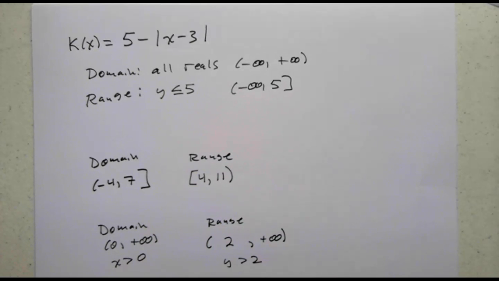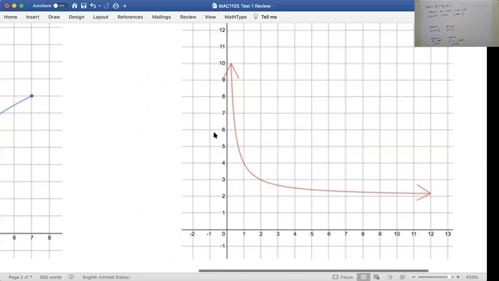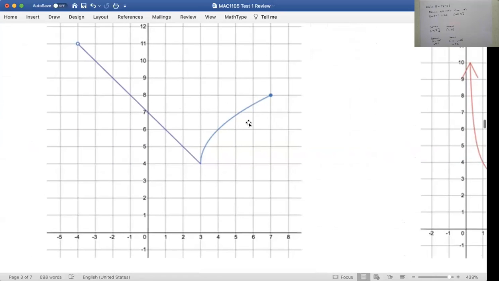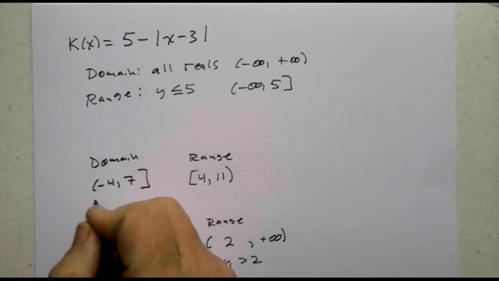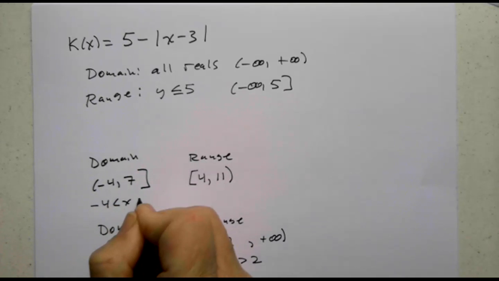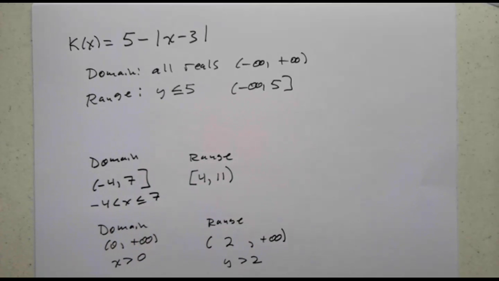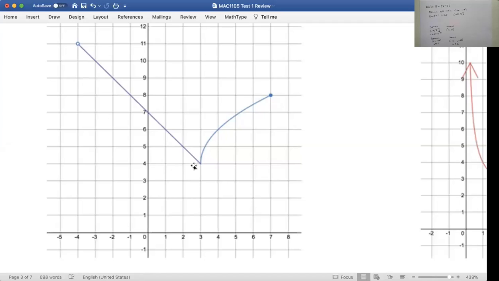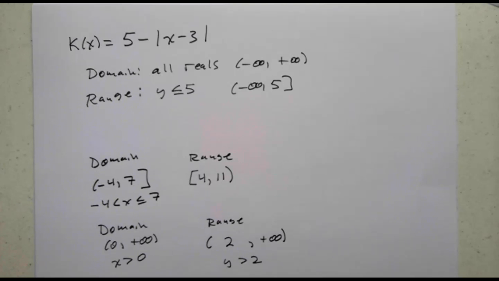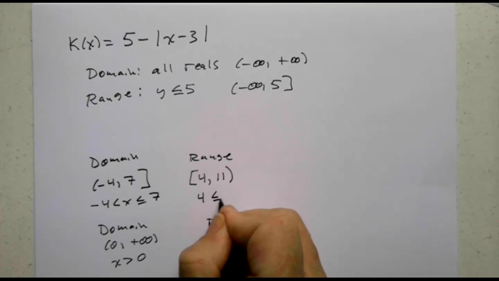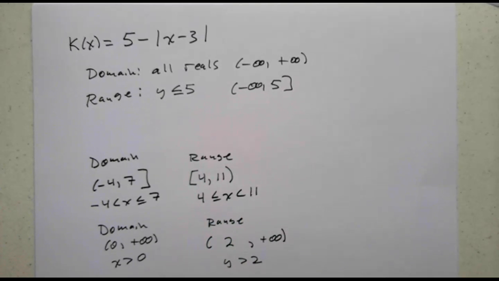For our previous example, which we did in interval notation, we'll just clarify that one more time. Domain from -4 to 7. So writing it this way, -4 is less than x is less than or equal to 7. Written that way. And our range goes from 4 to 11, not including 11. So we say 4 is less than or equal to y is less than 11 would be the range for that one.